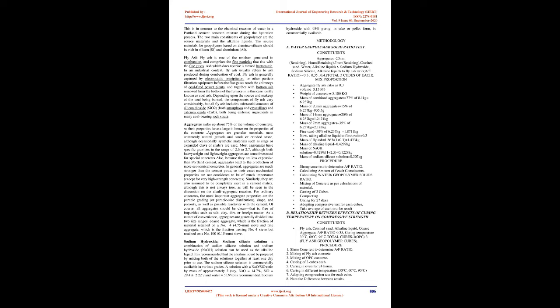Aggregates make up about 75% of the volume of concrete, so their properties have a large influence on the properties of the concrete. Aggregates are granular materials, most commonly natural gravels and sands or crushed stone, although occasionally synthetic materials such as slags or expanded clays or shales are used. Most aggregates have specific gravities in the range of 2.6 to 2.7, although both heavyweight and lightweight aggregates are sometimes used for special concretes also, because they are less expensive than Portland cement. Aggregates lead to the production of more economical concretes.